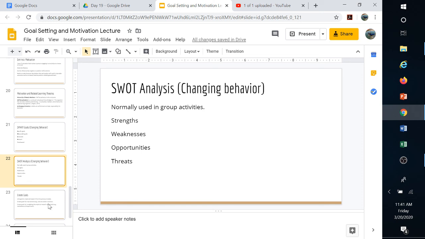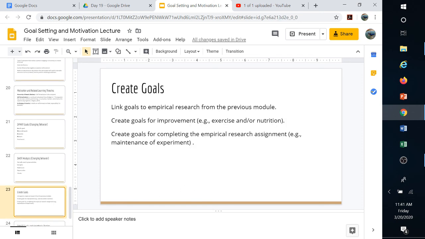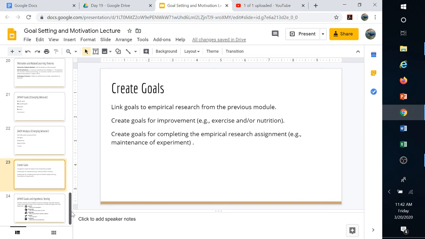So that's what we're going to do for this lecture note: you're going to create some goals based on your research design. So create a SMART goal. You can do a SWOT analysis on it, but really what I want you to do is create some SMART goals on your previous empirical research. So if you did exercise and nutrition, I would be careful with that one. I'd rather you do some sort of empirical research design that doesn't give any personal information.